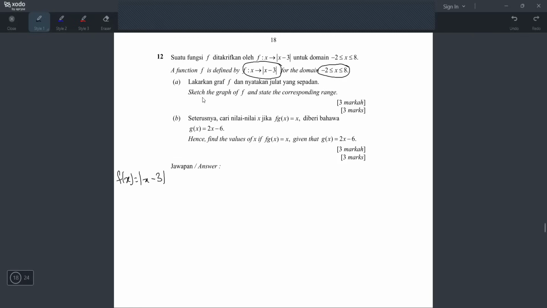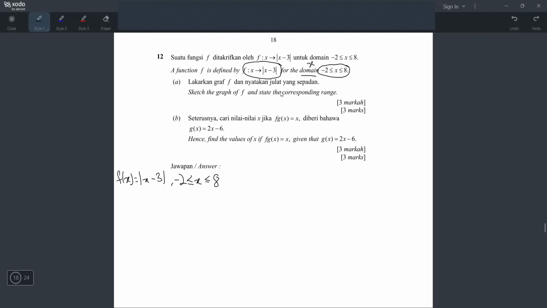If they want us to sketch the graph, sometimes they will give us this, sometimes they will not. But in this question, they give us this. What do we call this? This is the restriction, or you can say the range for the x-axis. It means later when you draw your graph, you have to restrict your points so that the leftmost point's x-coordinate is negative 2, and the rightmost point's x-coordinate is 8. This is what it means. They want to restrict the domain, which means the x-axis, from negative 2 to 8.